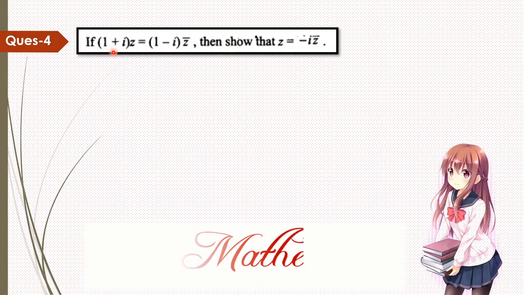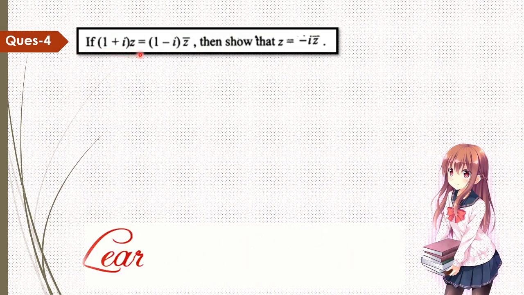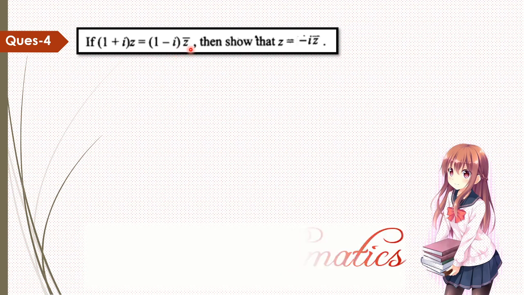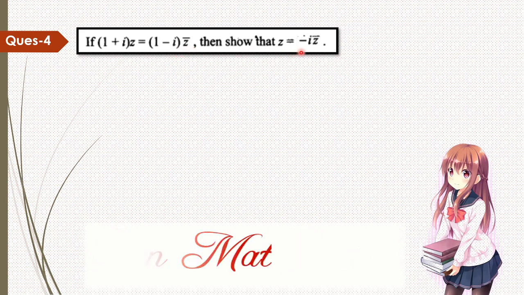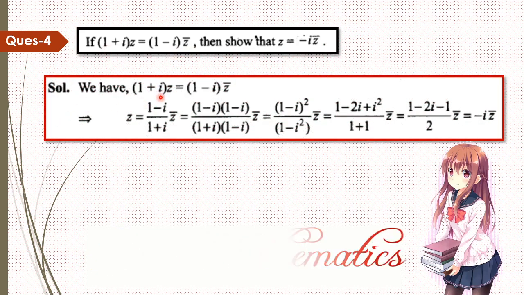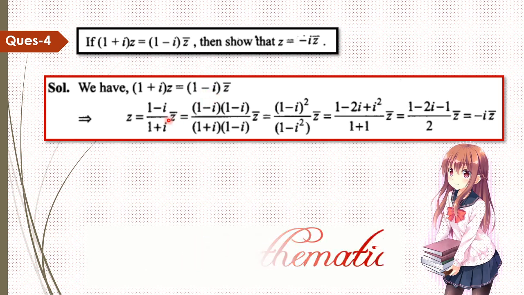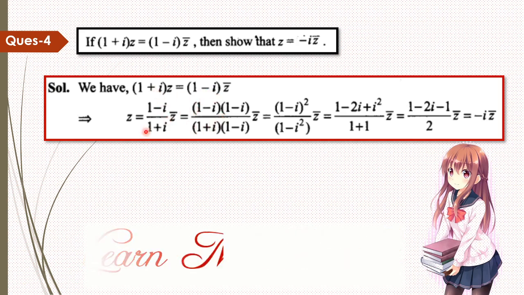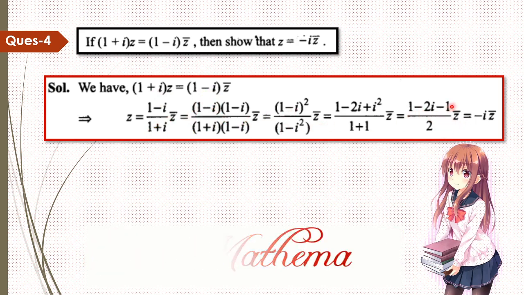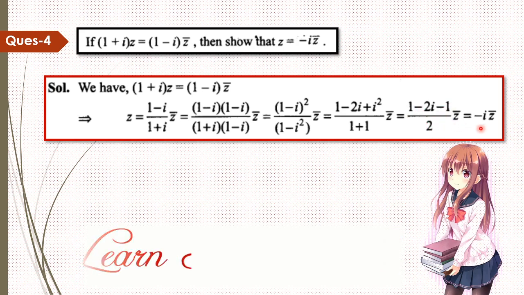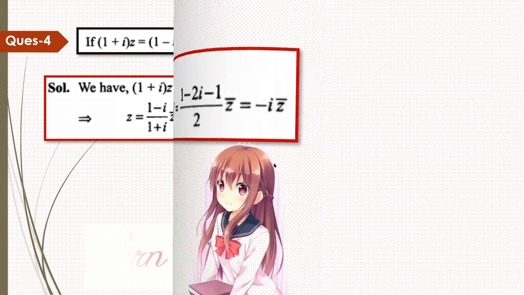Fourth question, if (1 plus iota) into z is equal to (1 minus iota) conjugate of z, then we have to show z is equal to minus iota conjugate of z. So first of all, let's take the given information. Now z is equal to (1 minus iota) upon (1 plus iota). We are bringing this to the right hand side, and it will go into the denominator. Then again we are rationalizing and solving it. What are we getting? 1 minus 1 will be cancelled, 2 and 2 will be cancelled, and we are getting minus iota z conjugate. That's what we wanted to prove.